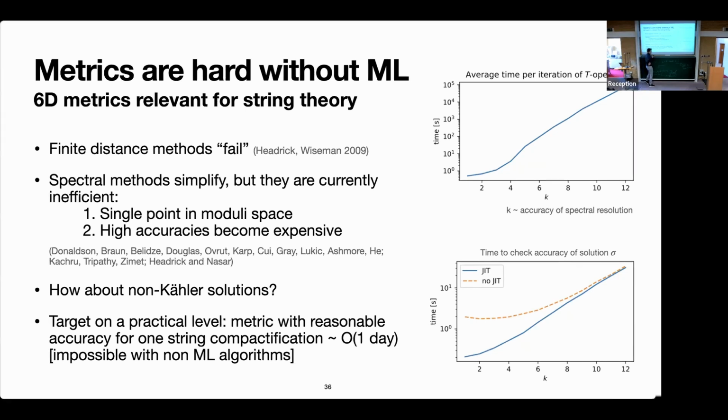And you have to stress also that this is for a single point in moduli space. So if you want to run this for a lot of points in moduli space, these things become very much hopeless. If you want to study this for many Calabi-Yau manifolds, different geometries, you're hitting this wall. Also conceptually, this is very much tied to Kähler solutions. How about when you have non-Kähler solutions? We would have to revisit this very much.